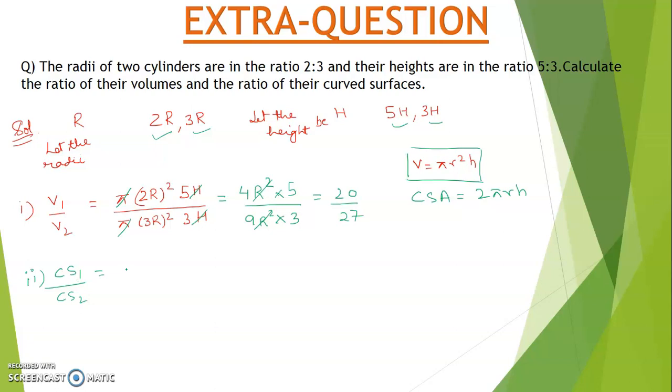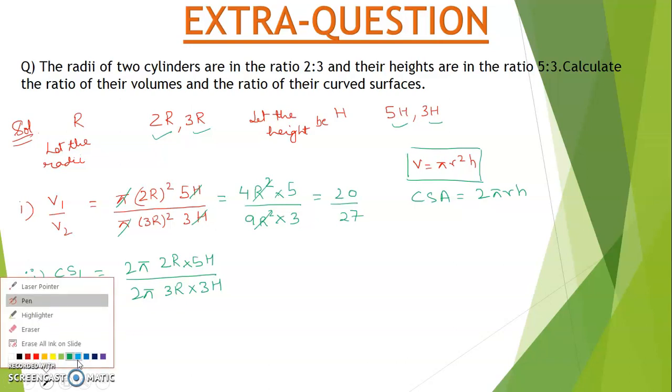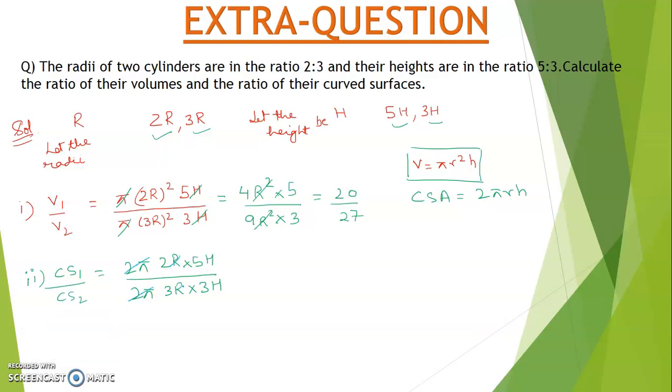So we can write here 2 pi r. What is the value of r? 2r. What is the value of h? 5h. Upon 2 pi r, what is the value of r now? 3r into h. What is the h now for the second cylinder? The ratio is 3h. So this 2 pi and this 2 pi cancelled, this r and this r cancelled, this h and this h cancelled. What is left? 5 into 2 is 10 and 3 into 3 is 9. So this is the ratio, 10 by 9, and in the first part it is 20 by 27.